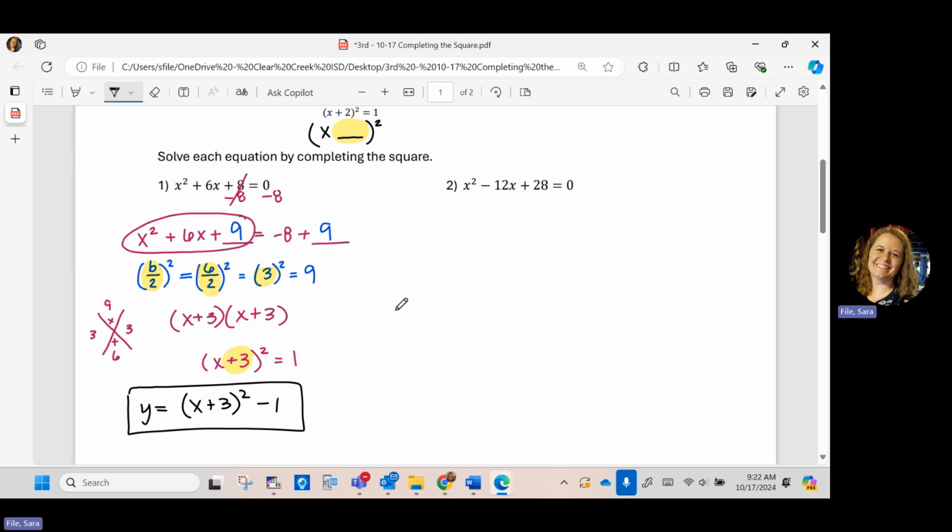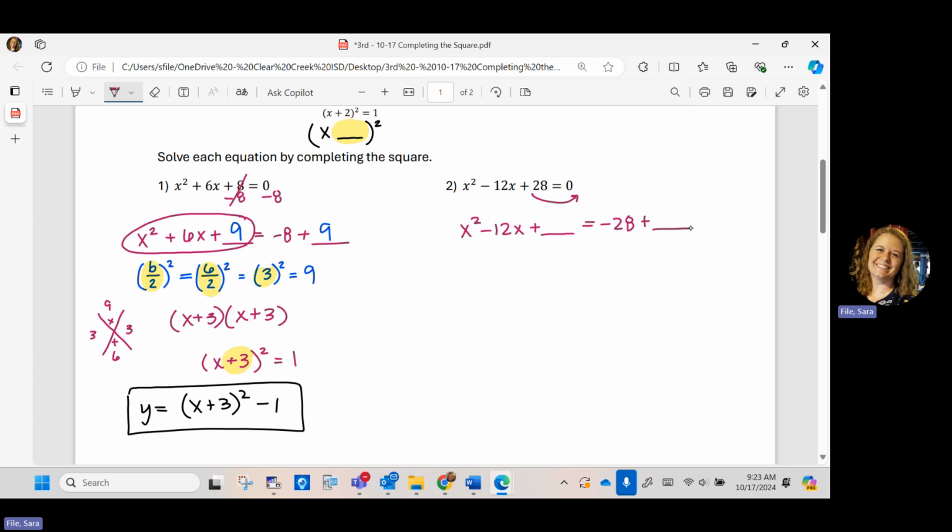Okay, so let's try it here in number 2. So first I'm going to move the constant to the other side. Okay, so this is going to be x squared minus 12x. And I'm going to figure out what is going to go there to make that a perfect square trinomial. Now the 28 is now negative 28.